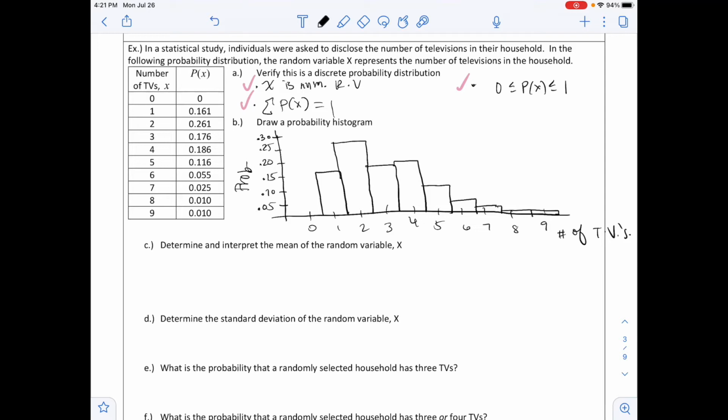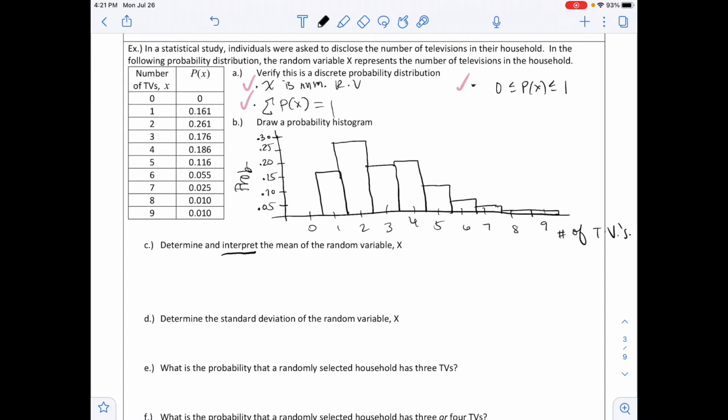So part C says determine and interpret. So underline that word interpret and keep an eye out for that when you are asked questions on an exam or on a project. So determine and interpret the mean of the random variable x. And we can do that by doing our sum of x times p of x. And there's another way to do that rather than doing it by hand. And so we're going to go ahead and use one-var stats like we did in previous chapters.